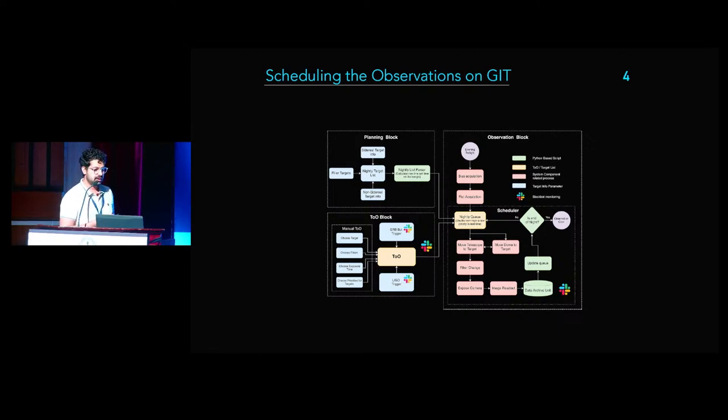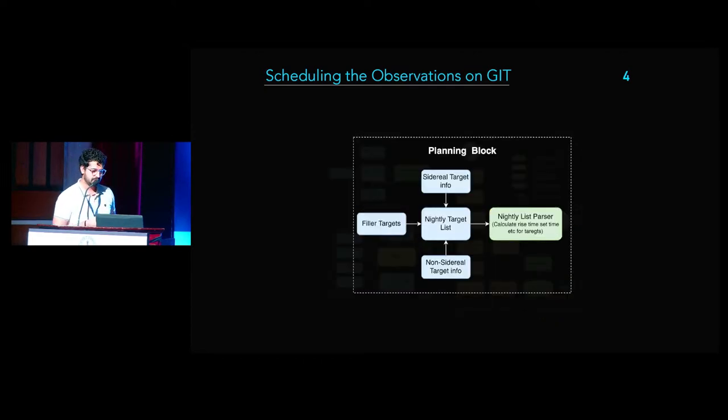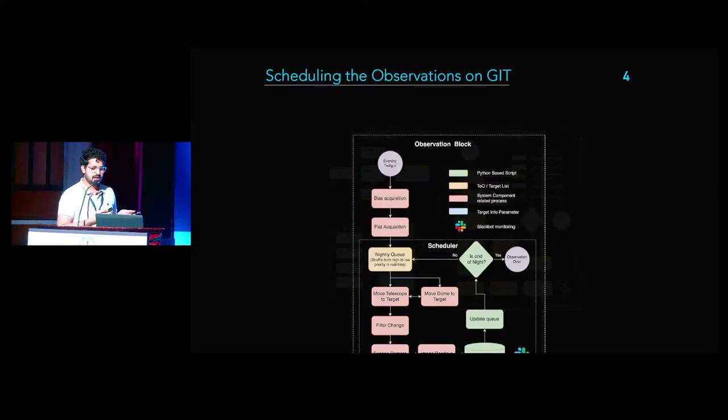I designed it in a way that can be roughly divided into three parts: a planning block, an observation block, and a TO block. I'll discuss these one by one. First of all, the observation starts by planning a night on this telescope, where you add the targets to the queue and feed in the parameters, and the scheduler automatically handles all the calculation of when a particular target will go into this telescope. Once that is done, the night starts, acquires the calibration exposures, and then starts observing all the targets that we have added, one by one.